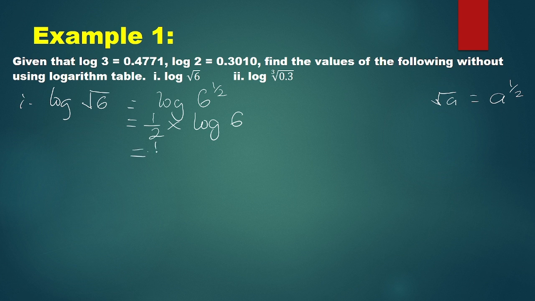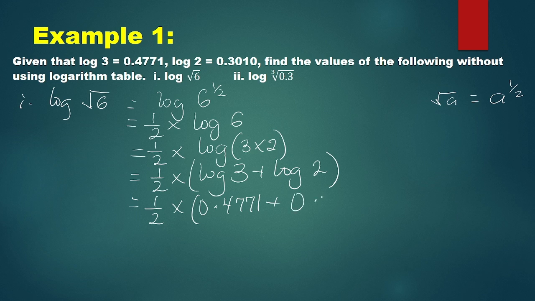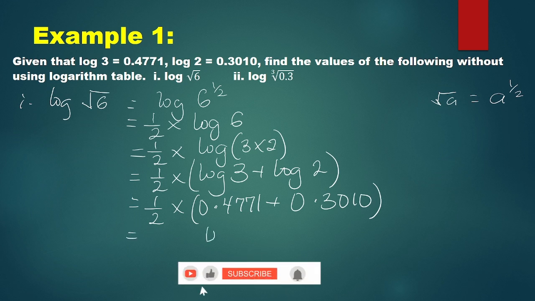Now I have 1 over 2 multiplied by log 6, which I can further break into log 3 times 2. Now, I will apply my multiplication law in logarithm, that is 1 over 2 times log 3 plus log 2. I now have log 3 and log 2, so I can easily substitute. Log 3 becomes 0.4771 plus log 2 becomes 0.3010.